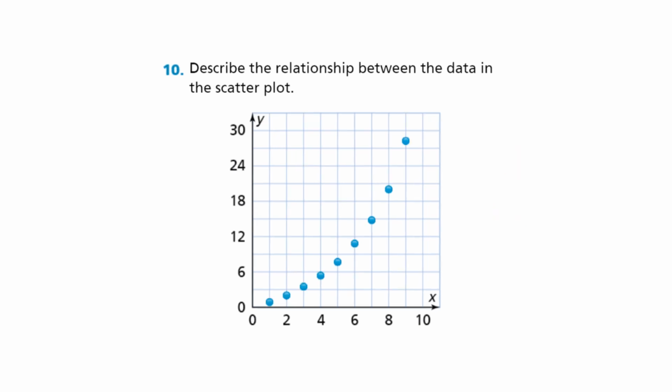Number 10, describe the relationship between the data and the scatter plot. In this scatter plot, we can tell that the points are going in an upward direction, but it is in a curved line, not a linear association. So we would describe it as non-linear. Because it is non-linear, we're not going to describe it as positive, negative, strong, or weak.